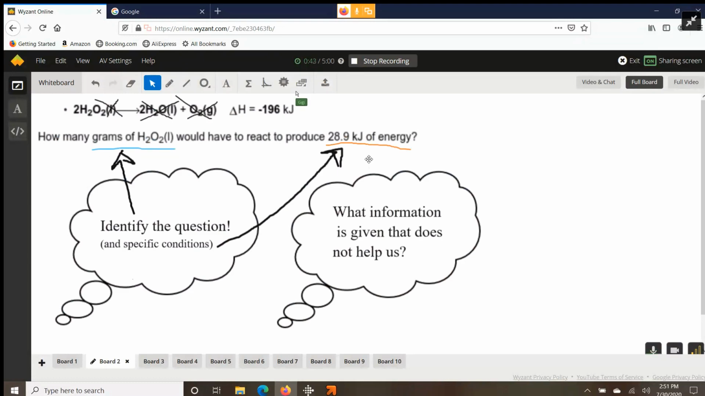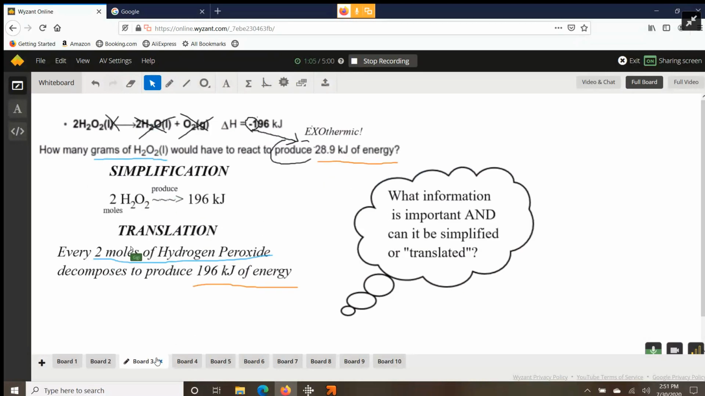I also like to point out, hey, is there any information we can ignore that doesn't matter? Well, yeah. In this problem, they're only asking you about hydrogen peroxide, the reactant, which means you can completely ignore both of the products in this reaction. And they're also not asking us about phase changes, so you can ignore whether it's in the liquid or gaseous state. So once we know what's not important, we then want to focus in on what is important. How can we simplify it? How can we even potentially translate it into something that's more easily understood?